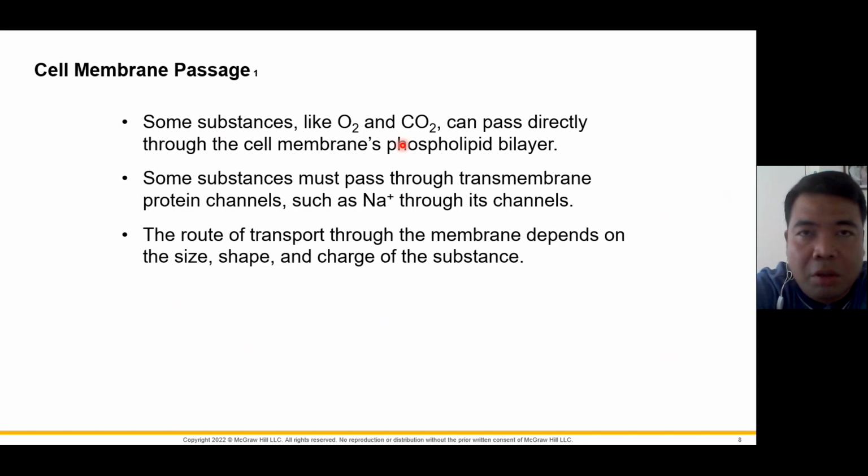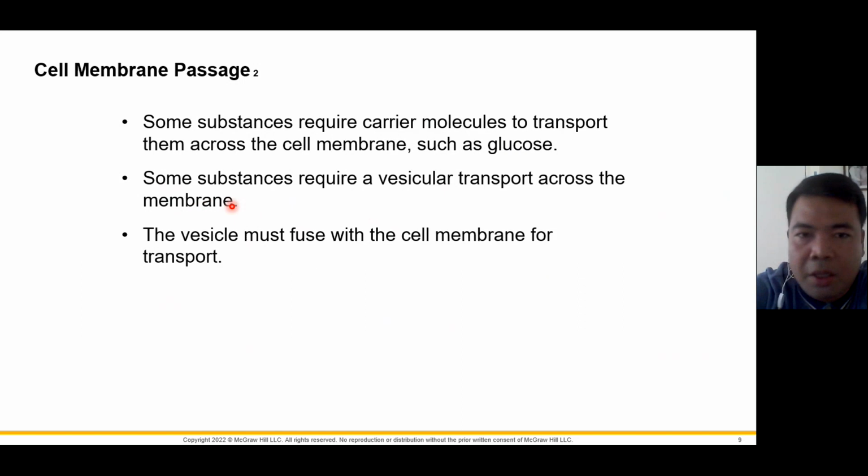Imagine the cell membrane as a wall separating the inside and the outside of a room. Oxygen and carbon dioxide simply diffuse across that wall without effort. They just pass through. While substances such as sodium, again, must pass through using protein channels. And some substances like glucose require carrier molecules.